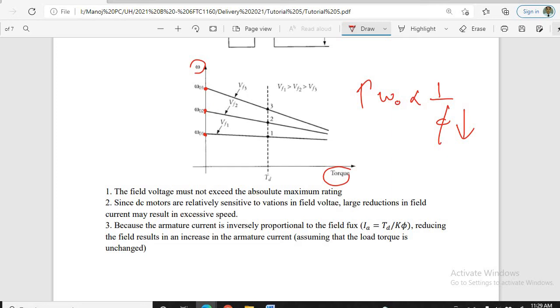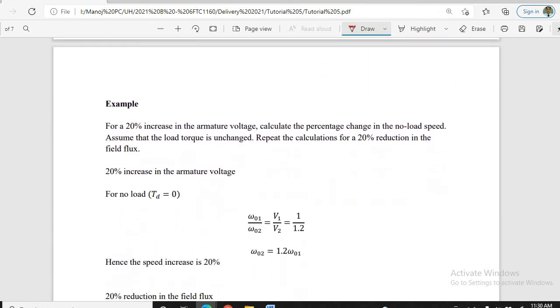Because the armature current is inversely proportional to the flux, Ia, which is equal to T_D over Kφ, reducing the field results in an increase in the armature current, right? So again, think about this: when we reduce the field, what will happen? Ia will increase according to this. So we have to be extremely careful when we are changing the field voltage, because it directly affects the flux.